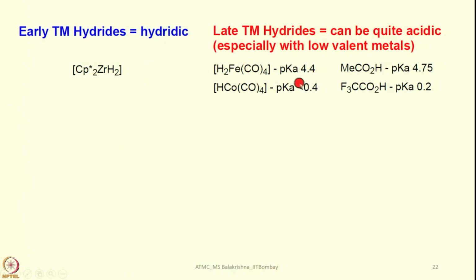So, early transition metal hydrides are acidic in nature. For example, the pKa value will tell you. Late transition metal hydrides can be quite acidic, especially with low valent metals. When the metals are in a low valent state, they can be quite acidic.